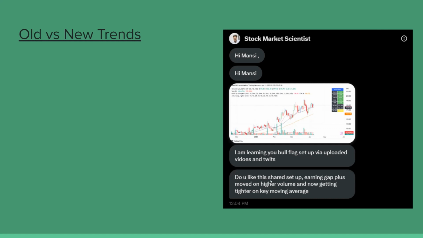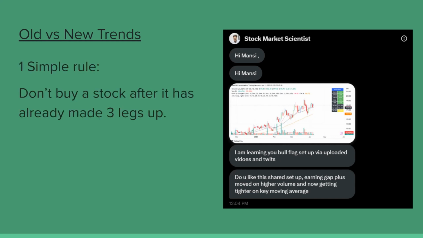So he says, do you like this shared setup? Earnings gap plus moved on higher volume and now getting tighter on key moving average. Okay, so it did have an earnings gap, but would I be interested in this stock at this point is the question. The criteria that I'm going to use now is a very simple rule.